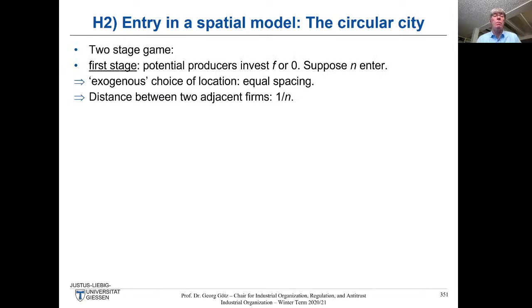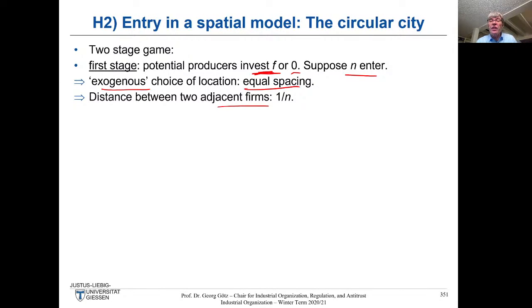Then we move on. So again, a two-stage game. The first stage is now a different one. Now we choose not the exact location, but whether we want to enter or not. That means, do we want to invest in this fixed investment and spend fixed cost F, or don't we? And if firms enter, as I already told you, there will be an exogenous choice of location. We will have just equal spacing, and the distance between two adjacent firms is 1/n.